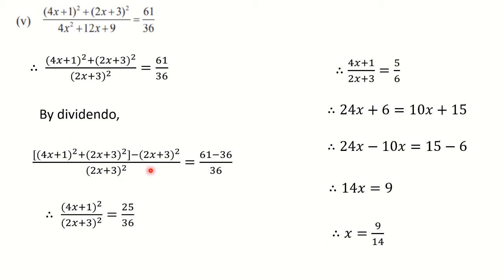Okay, be careful while writing this step. Dividendo, you have to do on both the sides.